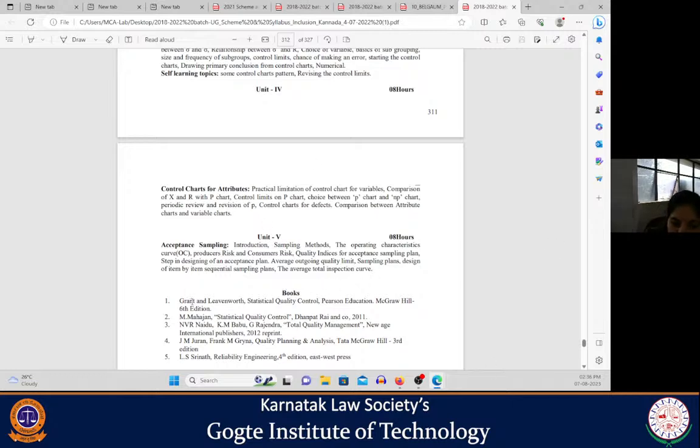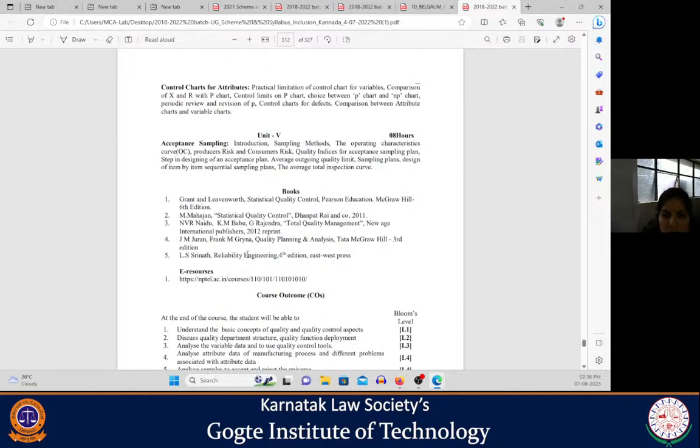So all those components or processes you will be studying in this acceptance sampling. That is the introduction, the various sampling methods, the operating characteristic curve, then producer risk and consumer risk, then your quality acceptance sampling plan, steps in designing any acceptance plan whenever you have to go for any process, then average outgoing quality limits, etc. All these parameters you will be studying in this acceptance sampling unit.